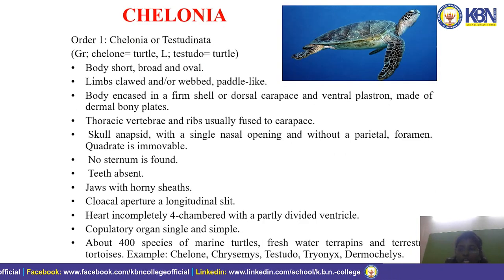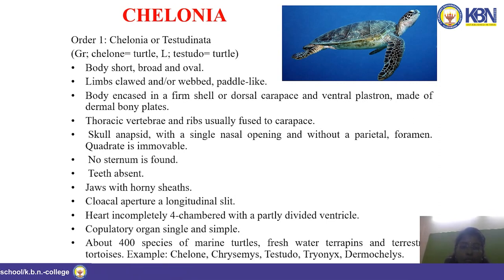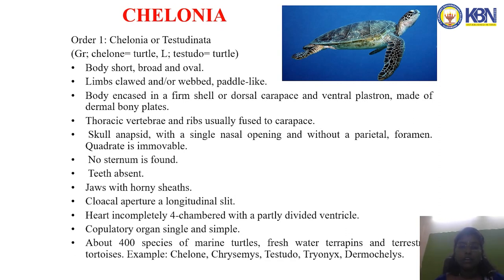Next, Chelonia. Chelonia means the turtle body. Let us know about the structure of the Chelonia. The body is short, broad and oval. Limbs clawed or webbed or paddle-like. Body encased in a firm shell, the dorsal carapace and ventral plastron, made of dermal bony plates.